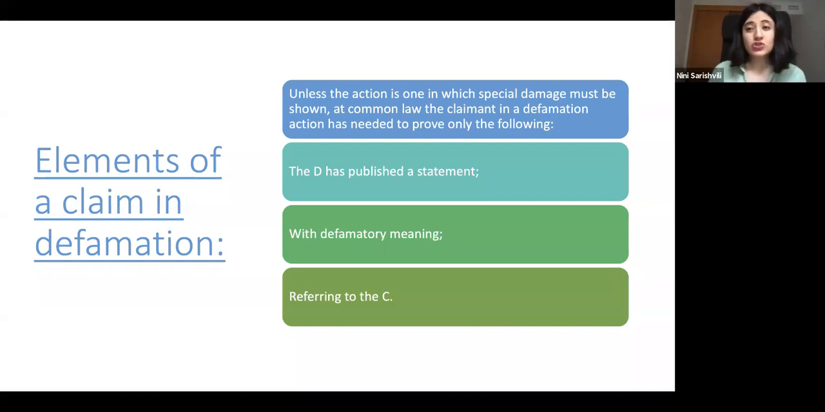So the main controversy in the problem question that you're going to get for defamation, which requires most of the discussion, is the second requirement, whether or not the statement was defamatory. There are many cases that you need to know in order to decide whether or not a statement can be characterized as defamatory or not. Whereas the first and third requirements are most of the time obvious.